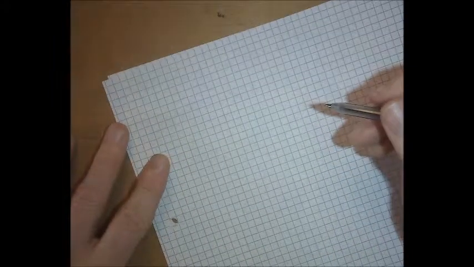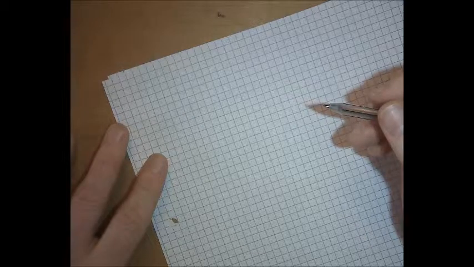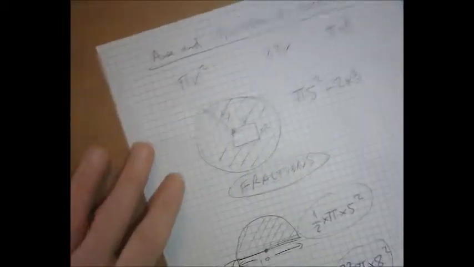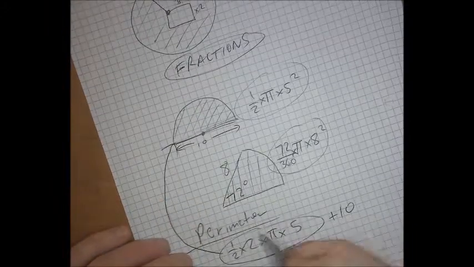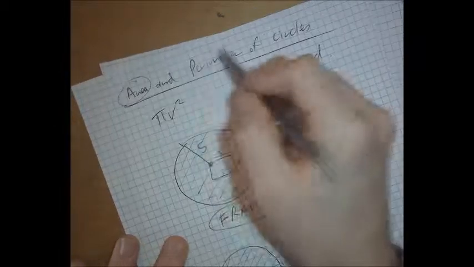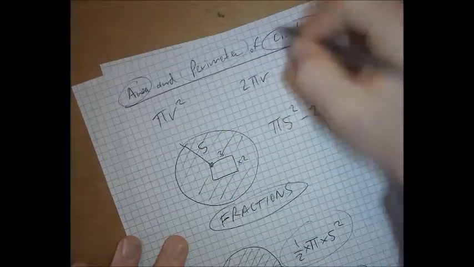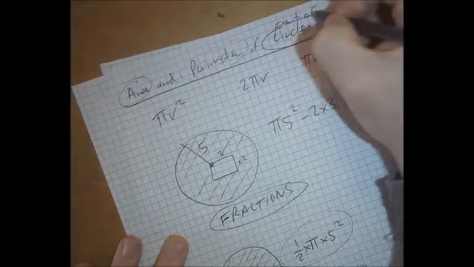I can construct examples where it's the area that needs to change and not the perimeter, and vice versa. So basically, you just need to be very careful with any area and perimeter questions when it's part of a circle rather than the whole thing.